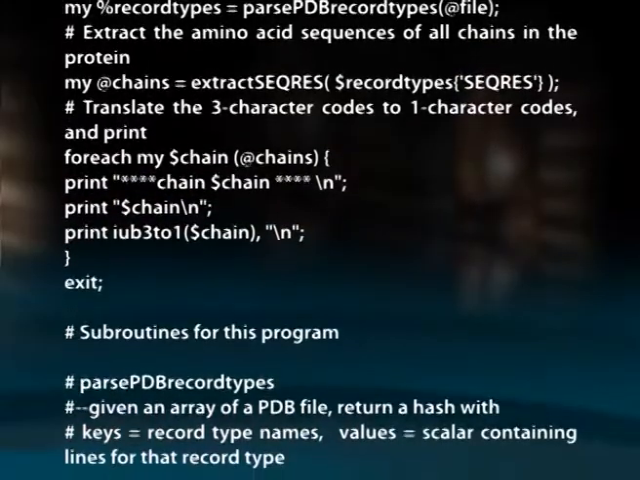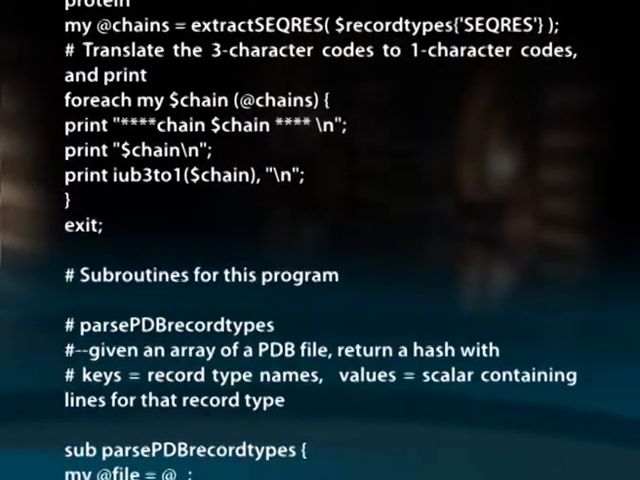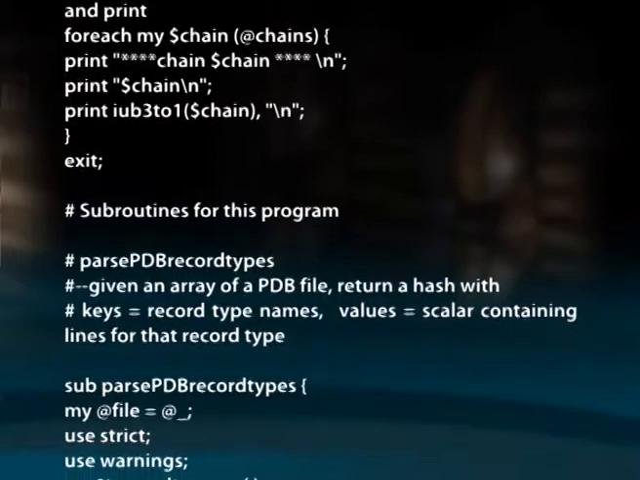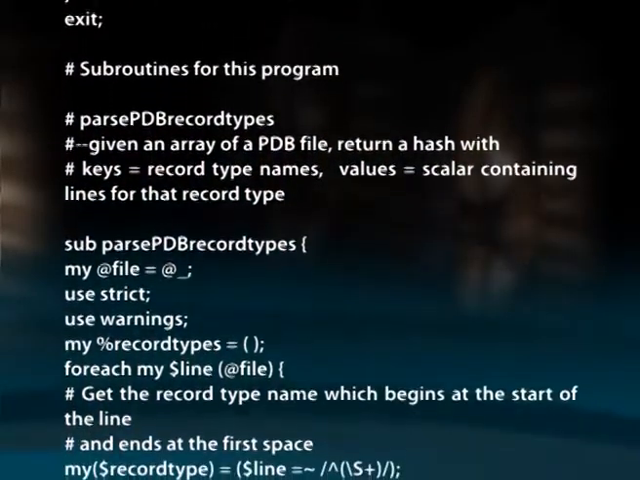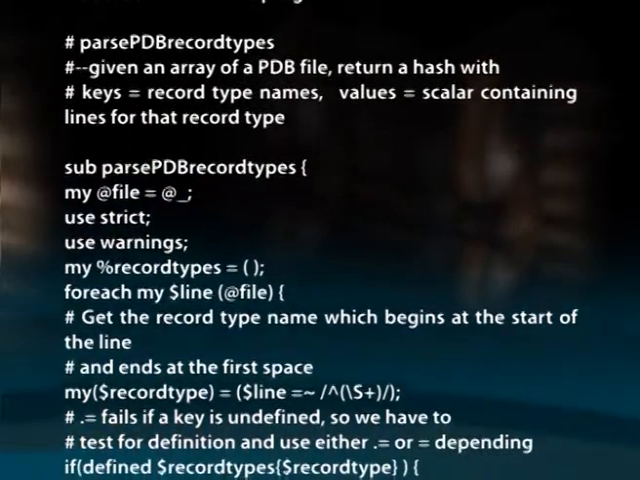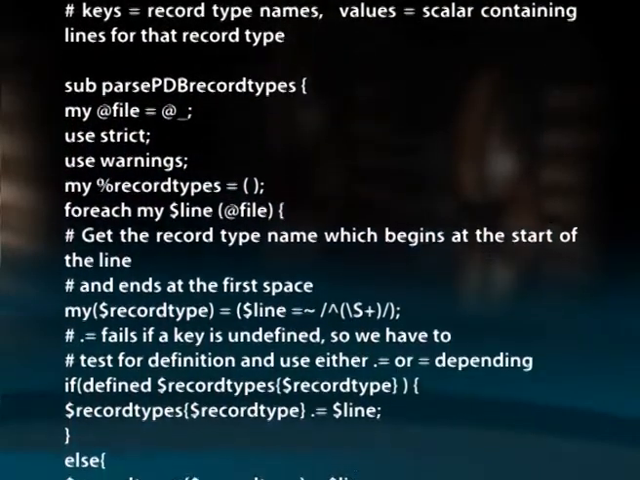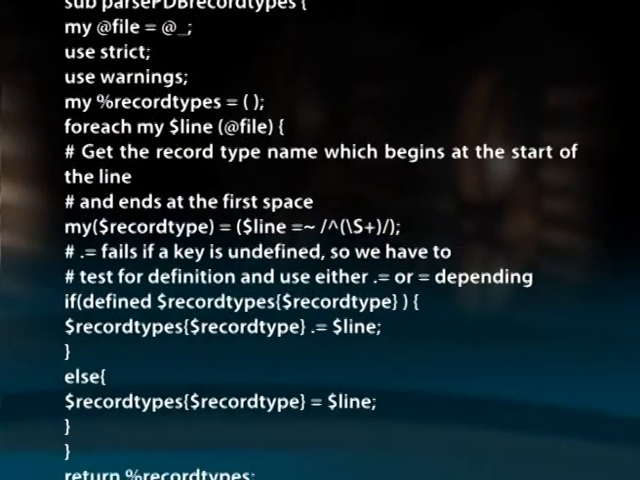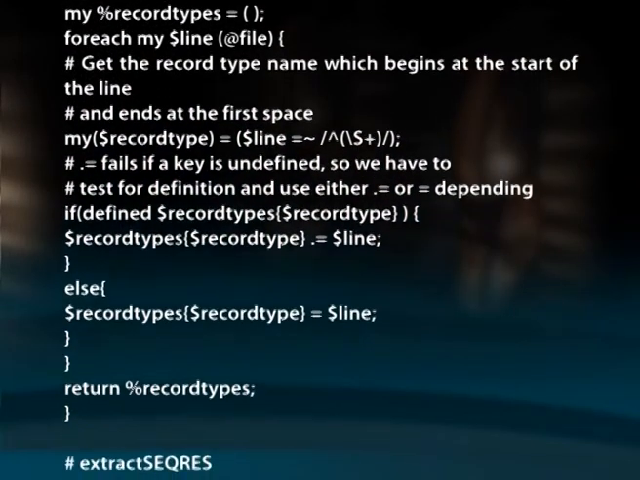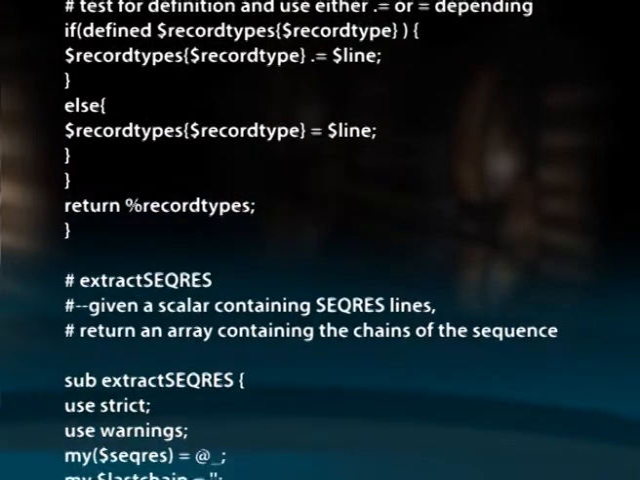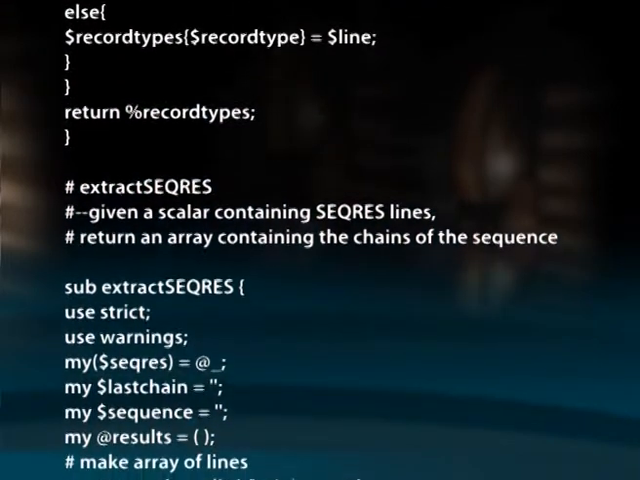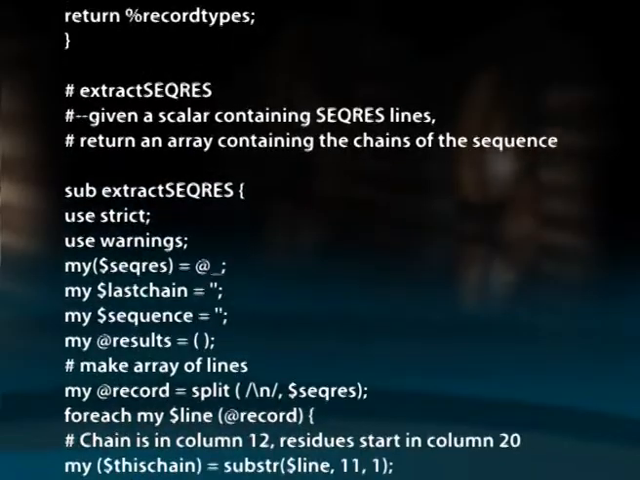To parse the record types of the PDB file, we need the parse_pdb_record_types subroutine with the file data as the argument, returning the array. Then to extract the amino acid sequence, the subroutine called extract_sequence is used. Finally, the three-character codes are translated to one-character codes and printed using the print and iub_3to1 subroutine.